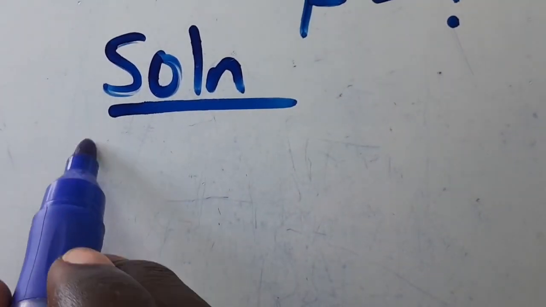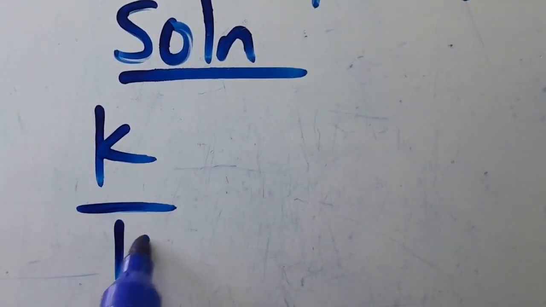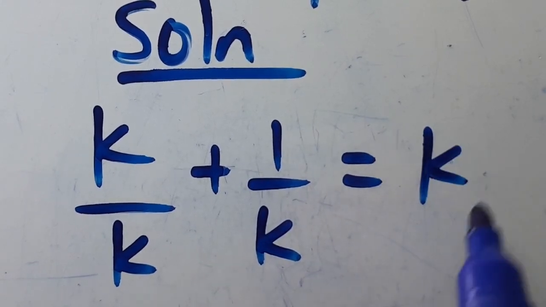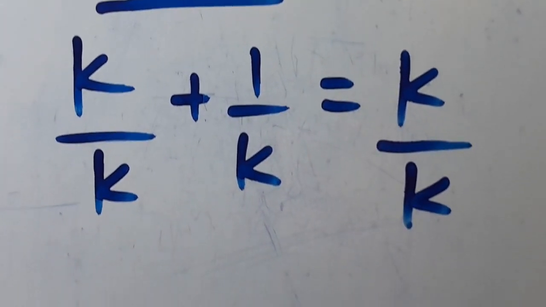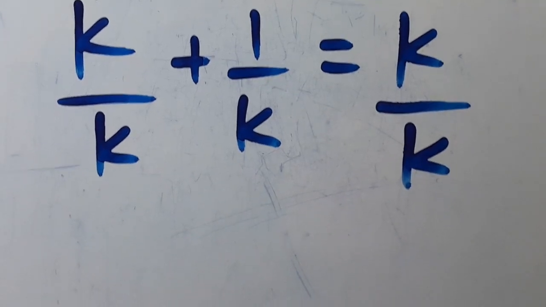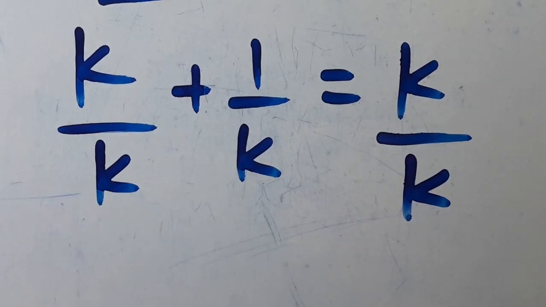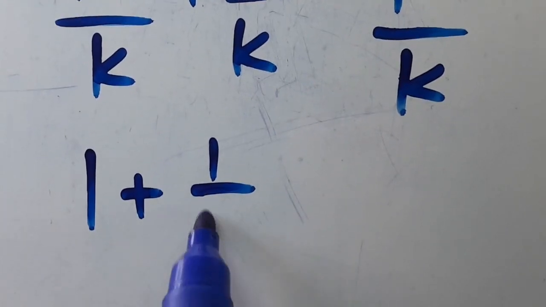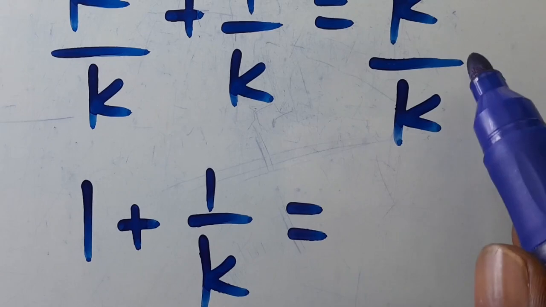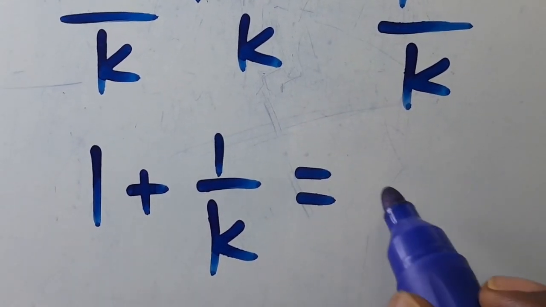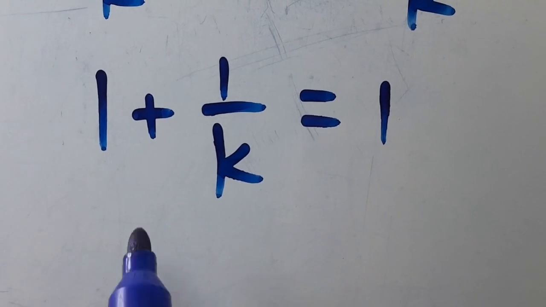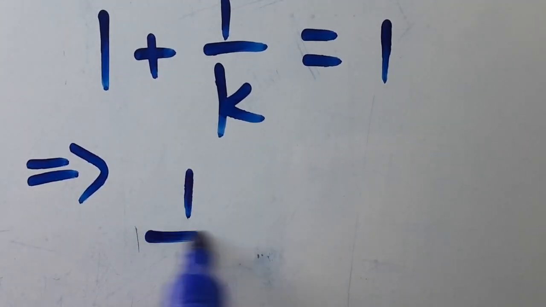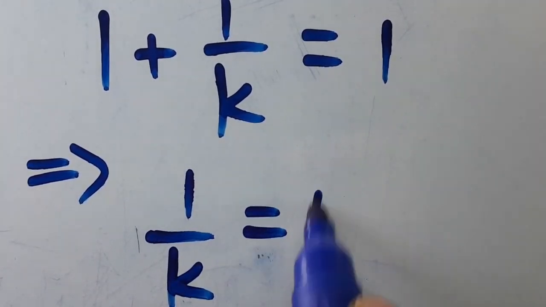So we are going to have k divided by k plus 1 divided by k equals k divided by k. Then k divided by k will be 1, plus 1 divided by k equals, from here, k divided by k will be equal to 1. Then taking this 1 to the other side, we are going to have 1 divided by k equals 1.